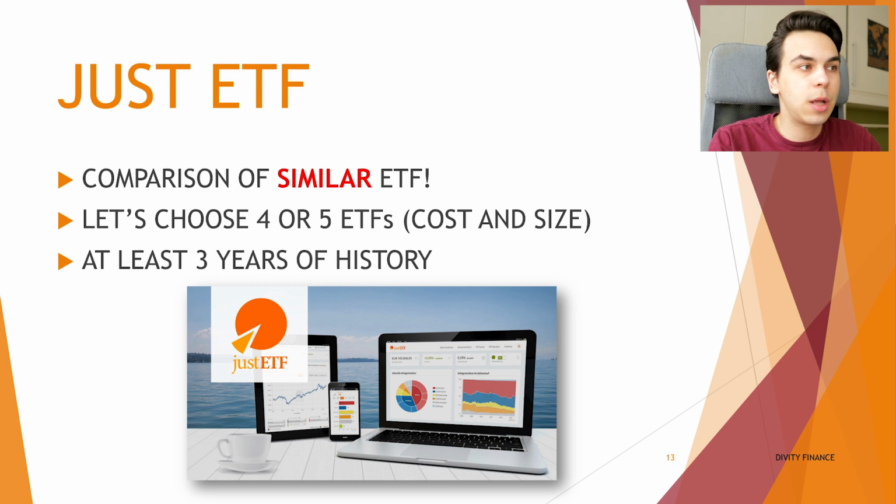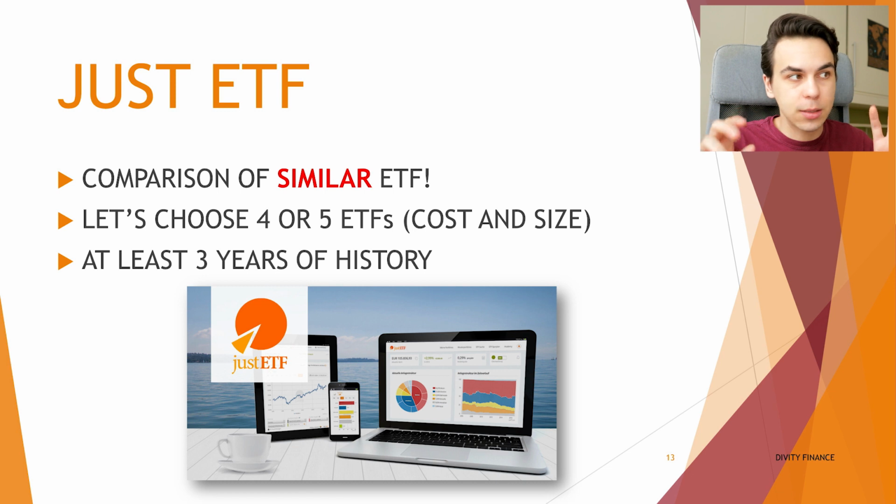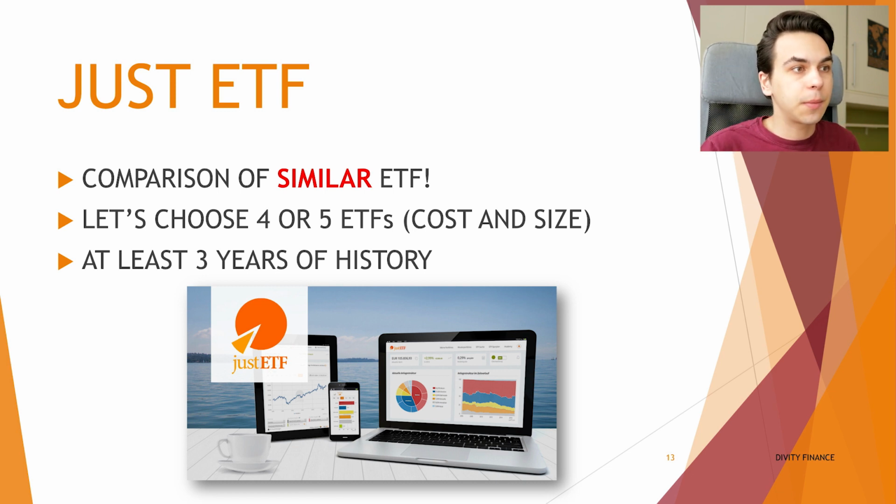How do you choose those 4 or 5 ETFs? You will see there is a bunch of ETFs. You don't need to choose all of them. You just choose the best 4 or 5 that you can see from the list. And how do you choose those best? You look at the cost and you look at the size. The bigger the size, generally the better the ETF. The lower the cost, generally the better the ETF. So you just choose 4 or 5 with these 2 quick characteristics.